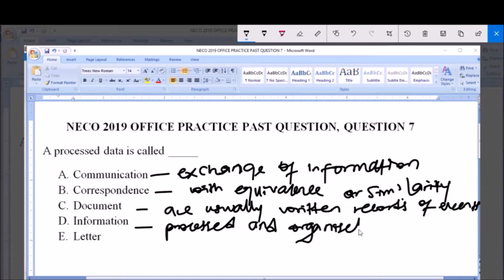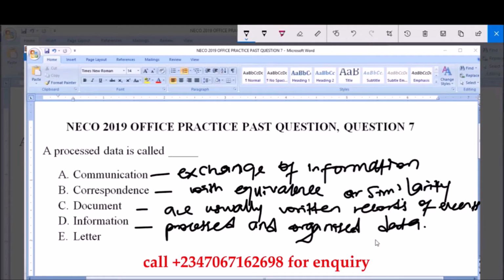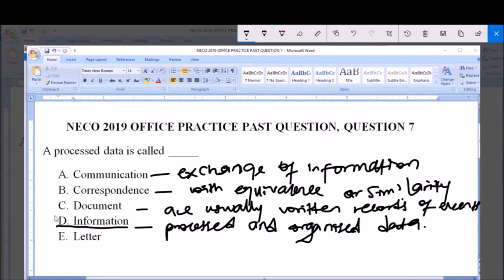Processed and organized data. That is facts that have been processed and organized. That is what information is. The data here is the raw fact. So once this raw fact has been processed, it has undergone various stages of processing, and then it has been organized, we refer to it as information, no longer data. It's now a vital piece of information.